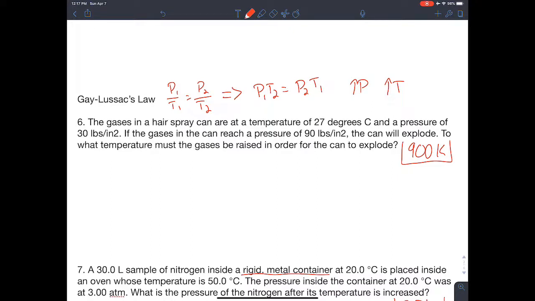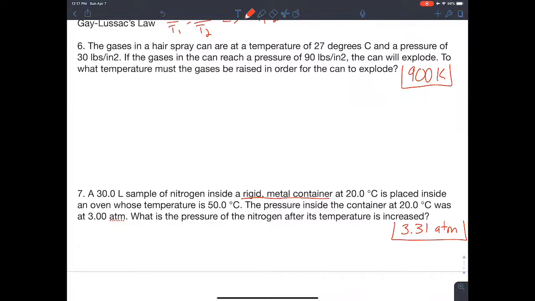Okay, so these are the answers to these ones. This one, number 7 here, is a little bit tough. So this is a 30.0 liter sample. So you think, wait, volume? There's no volume in this.